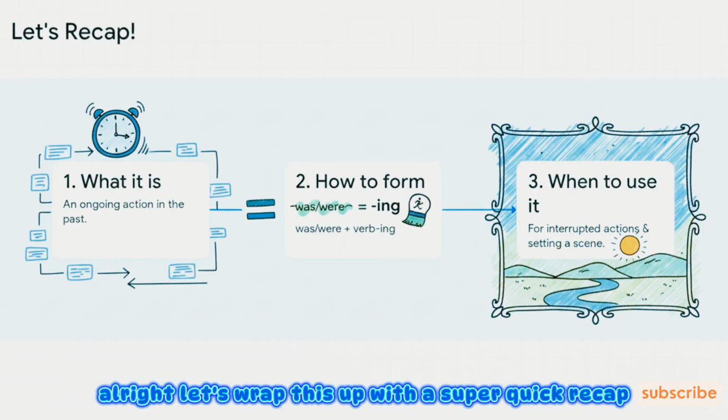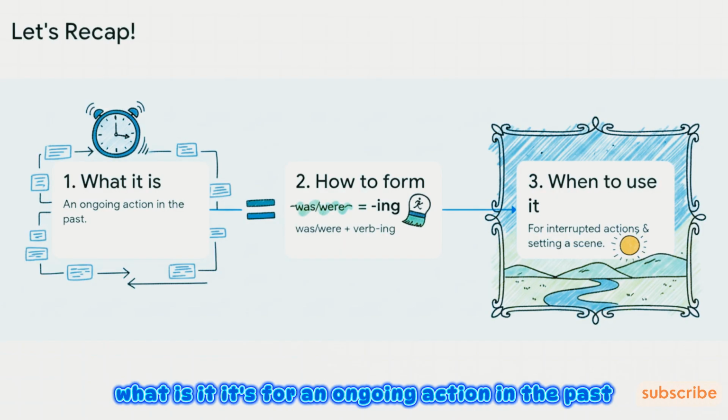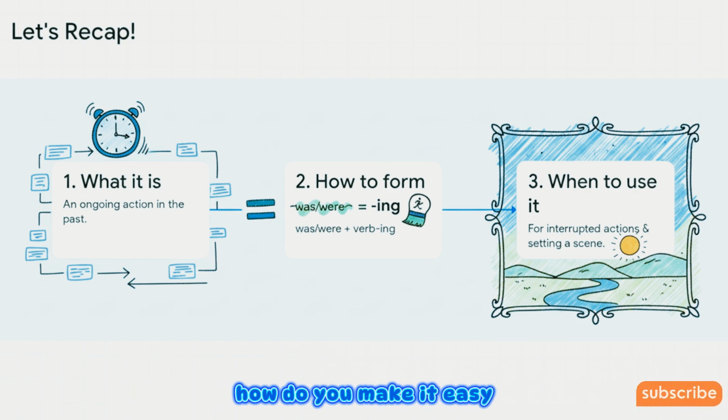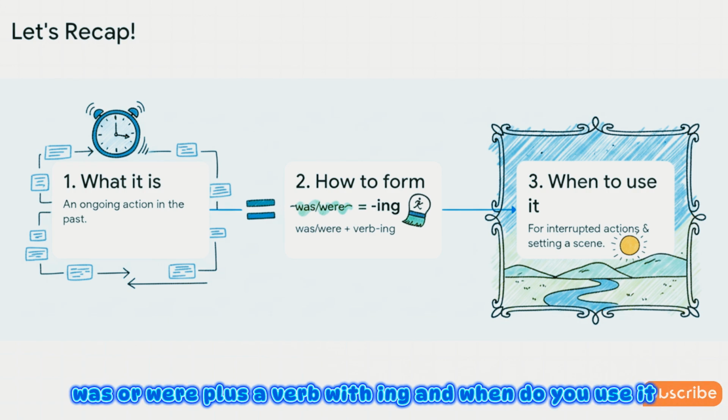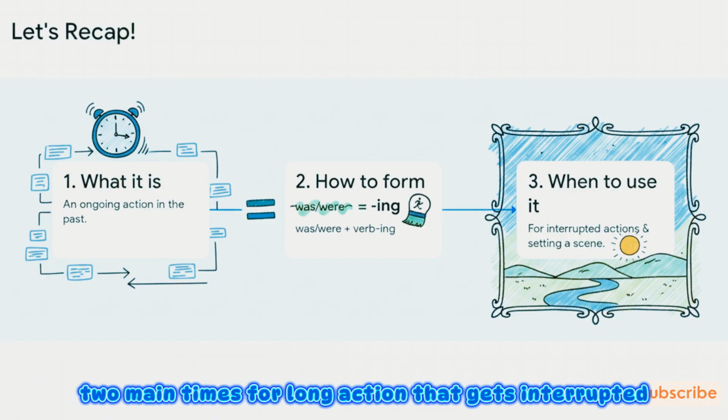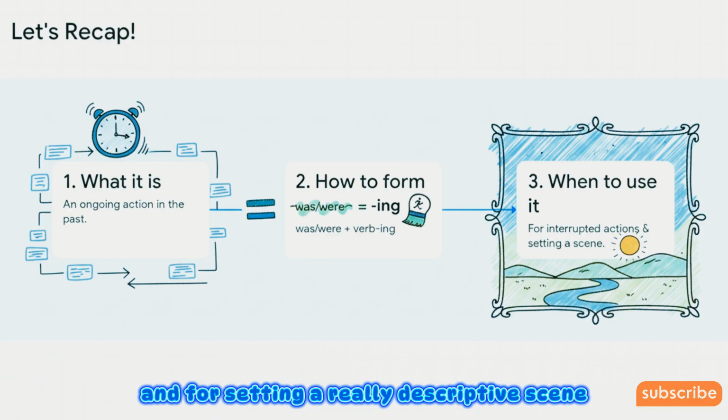All right, let's wrap this up with a super quick recap. What is it? It's for an ongoing action in the past. How do you make it? Easy. Was or were plus a verb with ing. And when do you use it? Two main times, for a long action that gets interrupted and for setting a really descriptive scene.